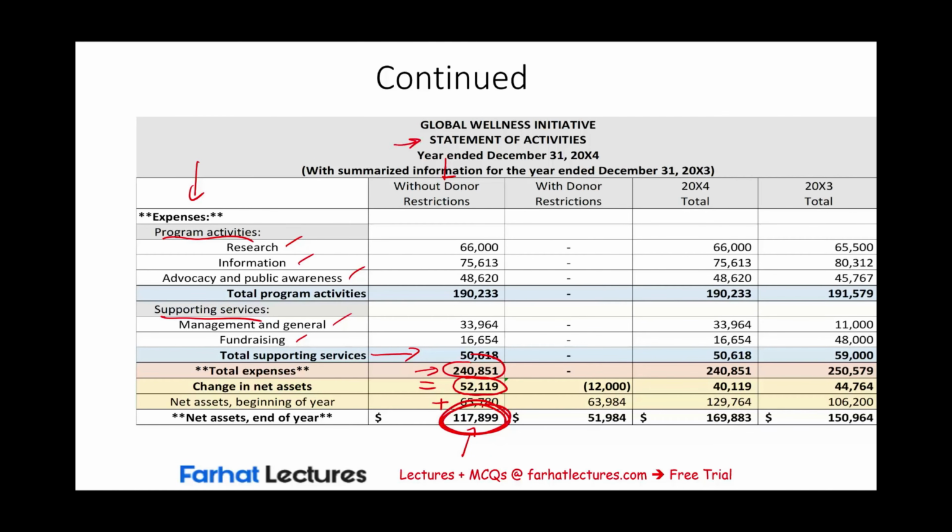So this is a statement of activities. Simply put, if you want to think of the statement of activities as equal to the income statement, then it stops at the change in net assets. Then we take the change in net assets and add to it the beginning of the year, which is this section here. Think of this section here as where you are looking at retained earnings. Think of this as retained earnings from a for-profit business perspective.